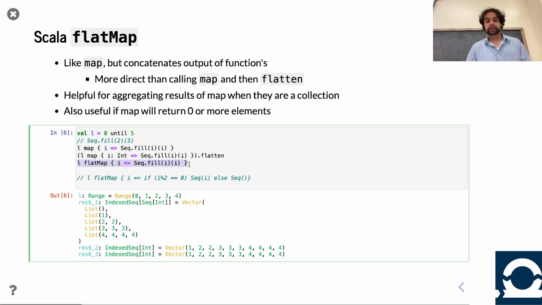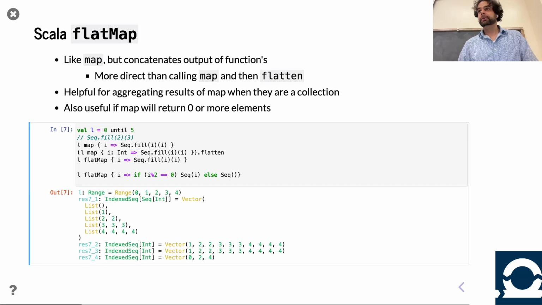And so let's say, for example, given L, I wanted to do a kind of filtering behavior where I only want to grab things that are even. Sure, it can do that. This is another use of flat map that I think is more common.